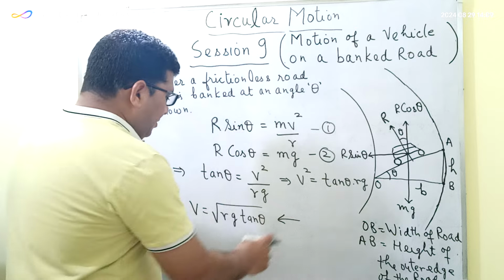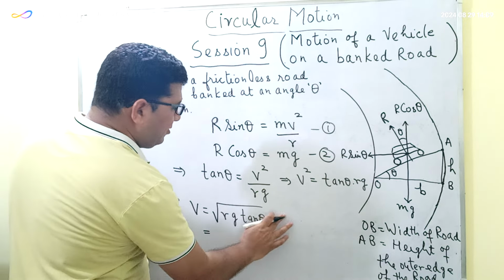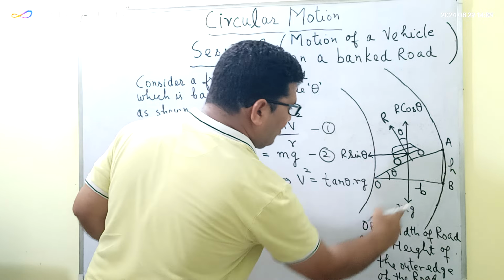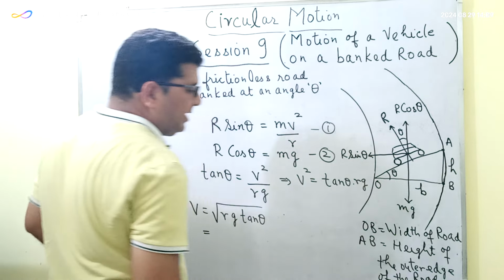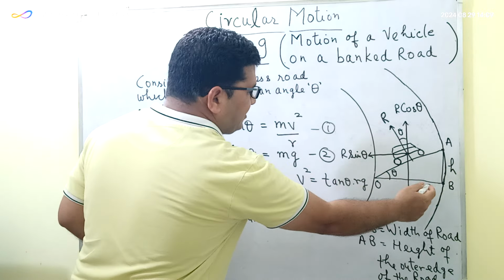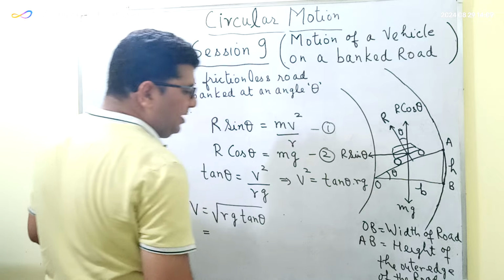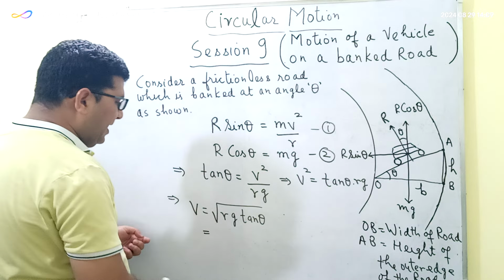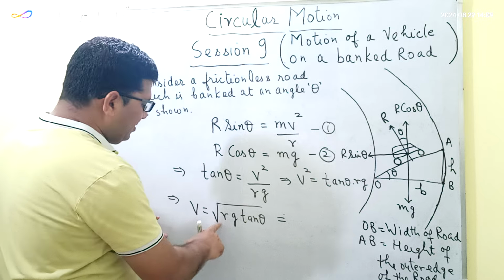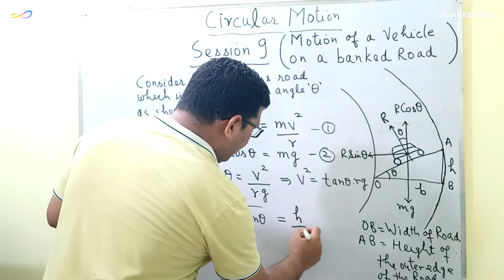Now the width of this road is B, here I have taken the width of the road as B, and the height of the outer edge of the road as H. This AB is equal to H, and OB is the width of the road which is equal to B, and AB is the height of the outer edge of the road. So in that case we can also write this equation as v is equal to under root Rg tan theta, and tan theta will be equal to H upon B.